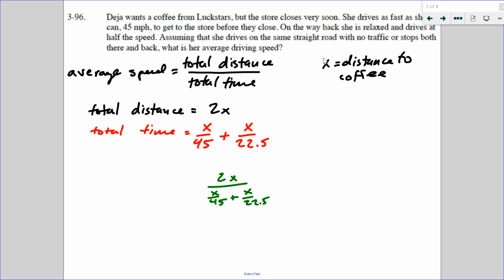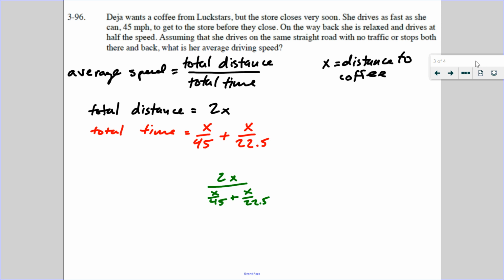96 was dealing with some average speeds. Now, an average speed is just the total distance they went over the total amount of time. Now, this one was a little bit tougher because we didn't know the distance, so we had to just keep it as a variable. So I've made x the distance to the coffee shop. So it looks like then she's got to go to and from the coffee shop, but how she went there is different on her trip. So the total distance is 2x.